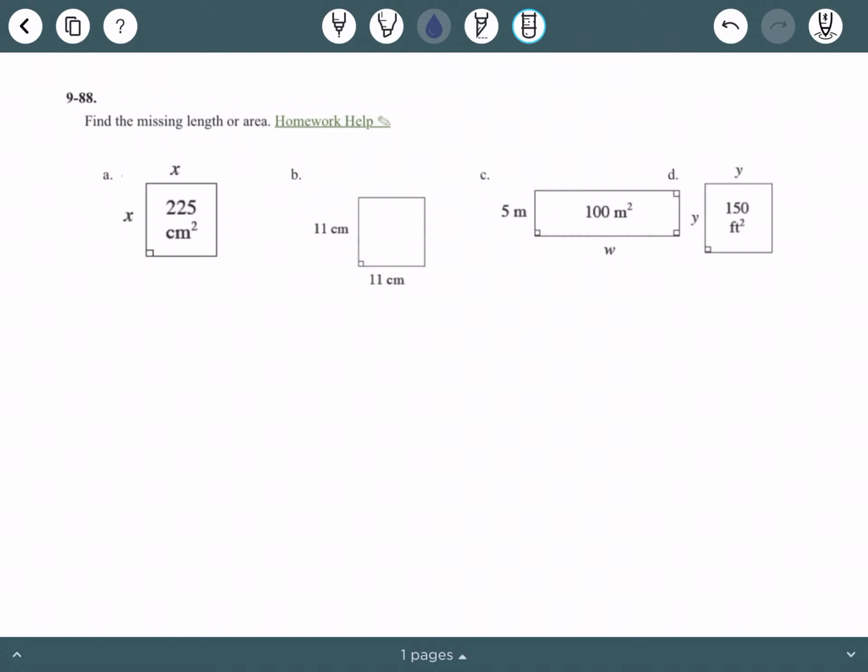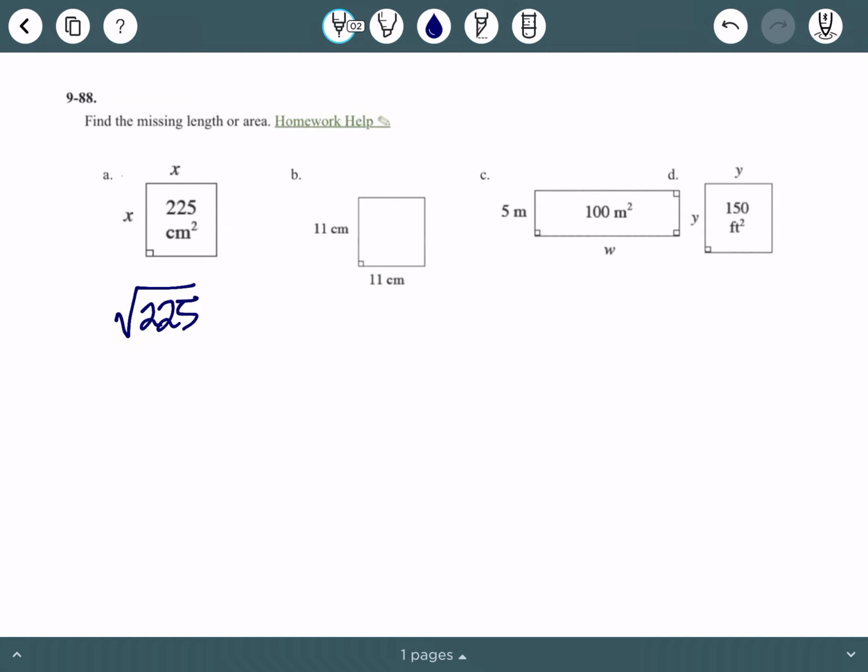988, find the missing length or area. All right, part A, we are given the area, which means we need to find each length of the square. Now we know that all sides of a square are of equal length. So that means to unsquare the area, we are going to take the square root of 225.